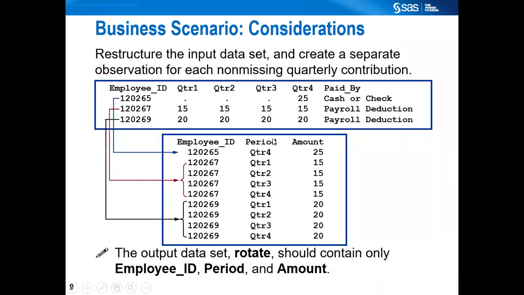Your columns are going to become your rows. So for each entity you have a single row. Now this wide structure is going to be converted into a narrow structure where each employee has multiple rows. This is how we are going to rotate your data set, and you will be creating three columns: employee ID, period, and amount. All right. So let's see with the data step how we'll be doing it.